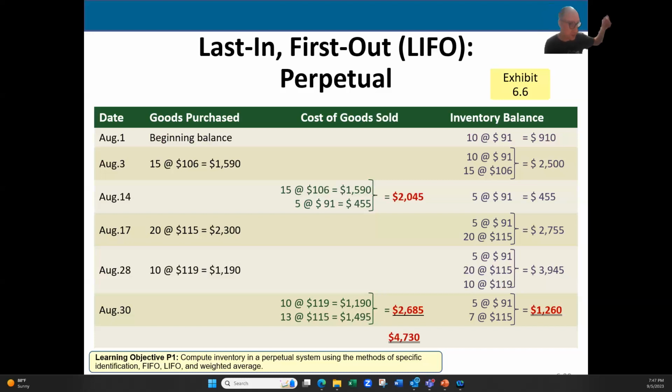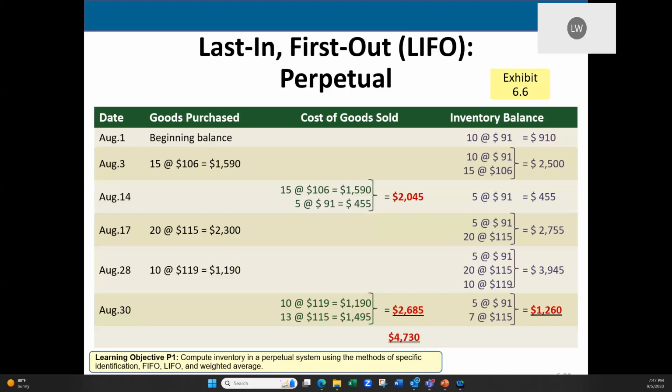Now you'll notice the order. Last in, first out. I purchased 15 bikes on August 3rd. First part of the 20 bicycles I sold on August 14th was those 15 bikes at 106. It was the last in, so I sold it first. So I sold the 15 bikes first at 106, and then I sold 5 from my beginning balance, $91.